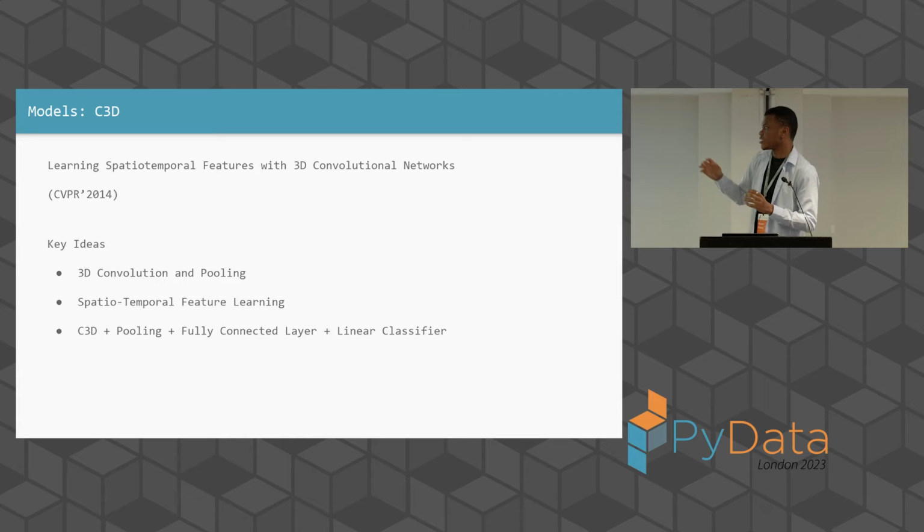Then the whole idea is finally to put together your 3D convolutional network, pooling, a fully connected layer and your linear classifier. If it were an object detection task, then just using your 2D convolutional neural network, or your 2D layers rather, your pooling and your fully connected layer would work fine.